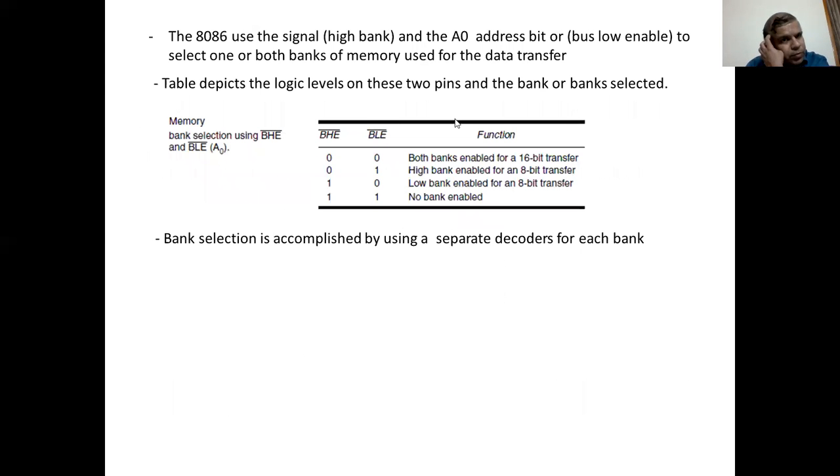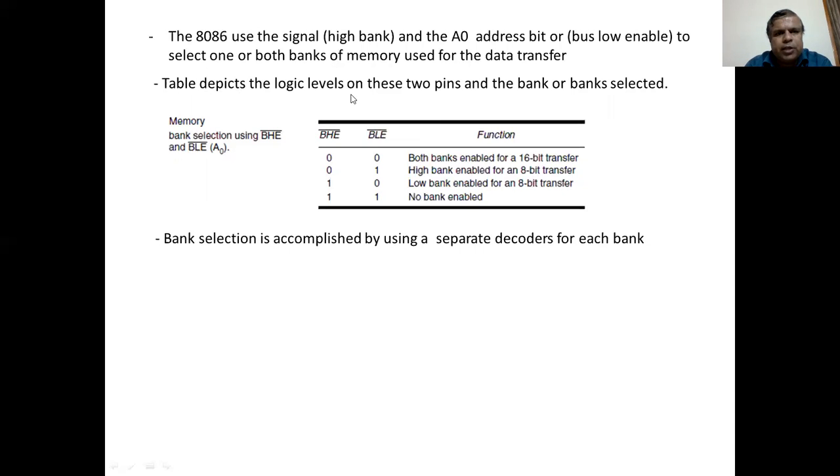So next, the question is, how are these banks selected by the microprocessor? The 8086 uses a high bank signal, called BHE bar, bus high enable. That signal is called the bus high enable signal. And the A0 address bit, which is also called bus low enable, BLE bar, is used to select one or both of the banks of the memory used for the data transfer. So these two signals are used to select one or both banks of memory for the data transfer.